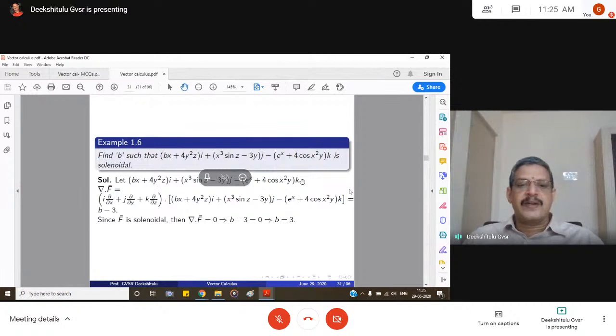Let the vector be f. So del dot f bar is i dou by dou x, j dou by dou y plus k dou by dou z, dot the given vector. So dou f1 by dou x is b, dou f2 by dou y is minus 3, dou f3 by dou z, there is no z term here, derivative is 0, so we get b minus 3 equal to 0. Since it is given as a solenoidal function, del dot f must be equal to 0, which implies b is equal to 3. The problem may be: if this vector is a solenoidal function, the value of b is 1, 2, 3, 4, find the correct value.